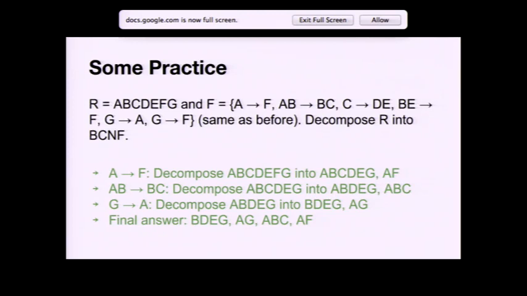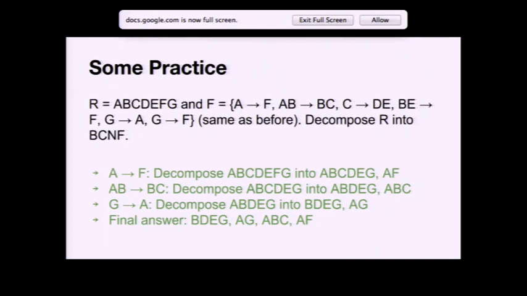AB determines BC. This one is kind of interesting. I'll get to that in the next slide. But we decompose that in a similar way into ABDEG. And so the relation we're dealing with now is ABCDEG. The problematic functional dependency is AB determines BC, because it's not trivial, and once again, AB is not a superkey for that relation. So we decompose that way into ABDEG and ABC.